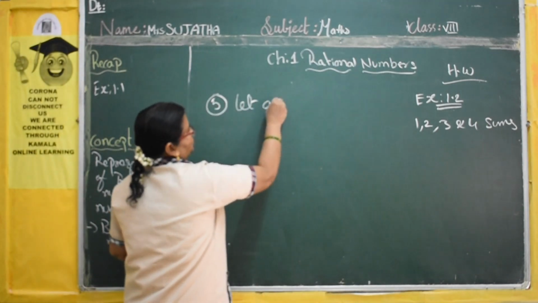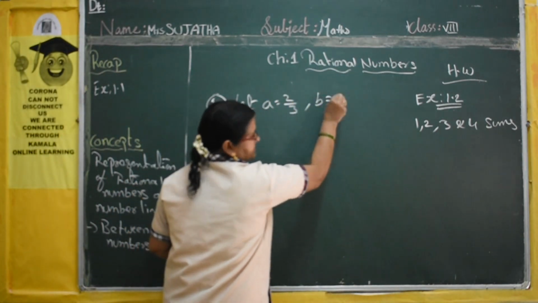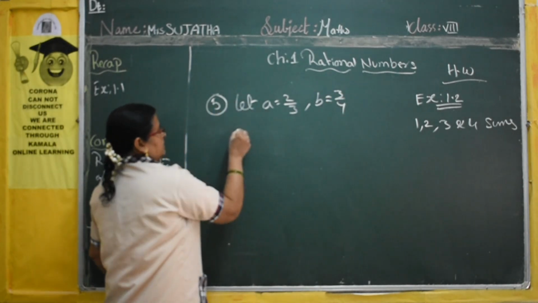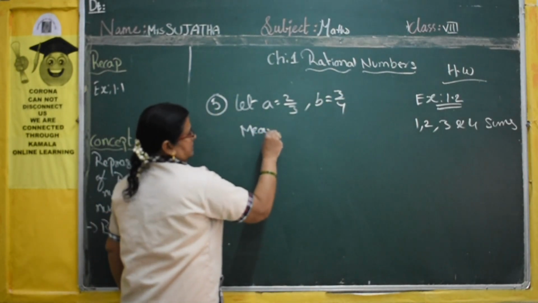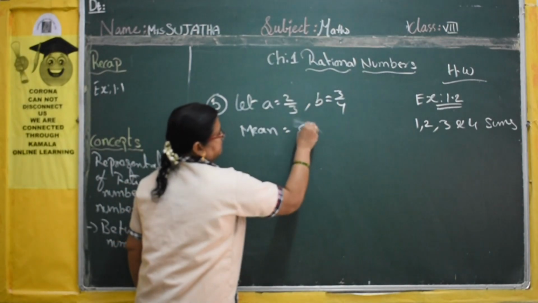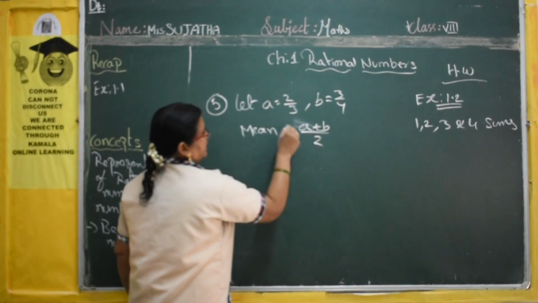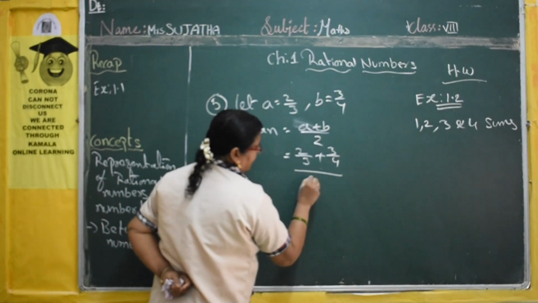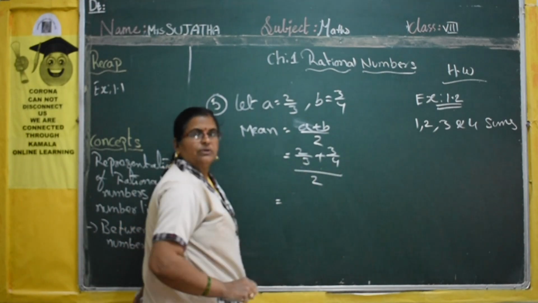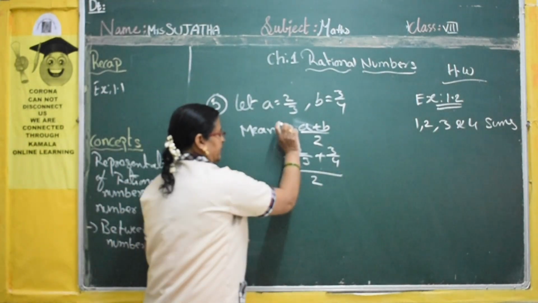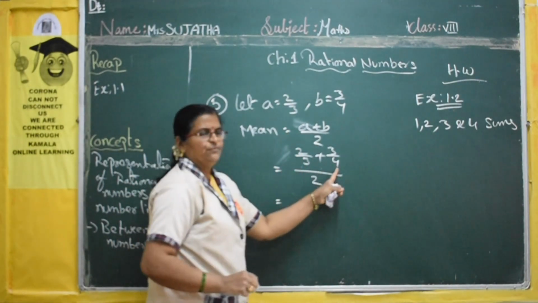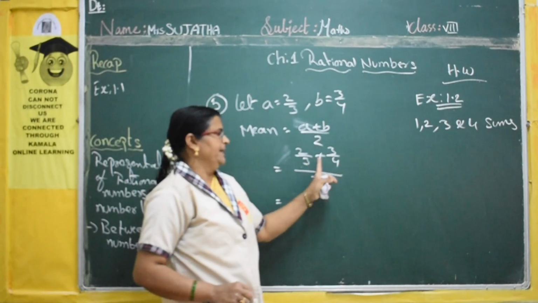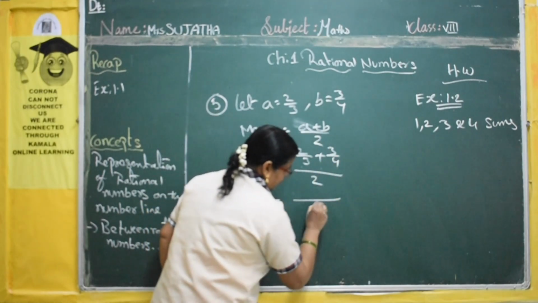Let A is equal to 2 by 3 and B is equal to 3 by 4. So use the mean formula again. Mean is equal to, what is that? A plus B by 2. Now A value is 2 by 3 plus B value is 3 by 4, all by 2. Now here you have to take the LCM for the denominators, 3 and 4. Is there any common table for 3 and 4? No. You have to multiply. 3 4s are 12. Now 12 is the LCM.